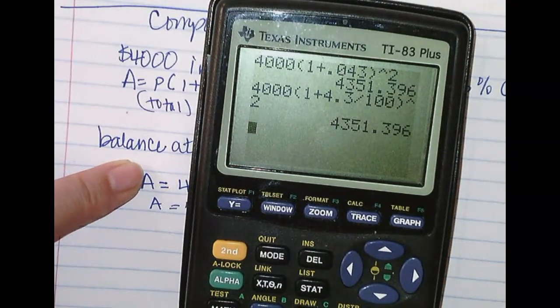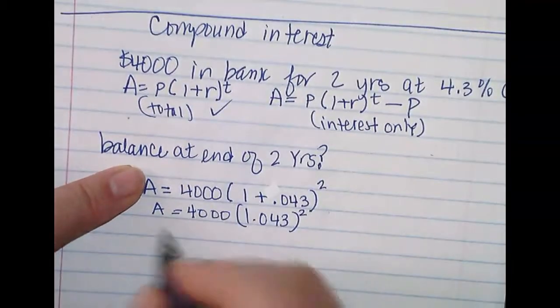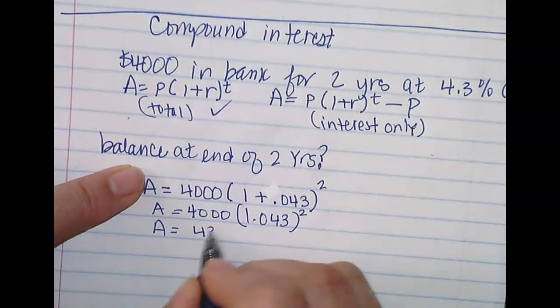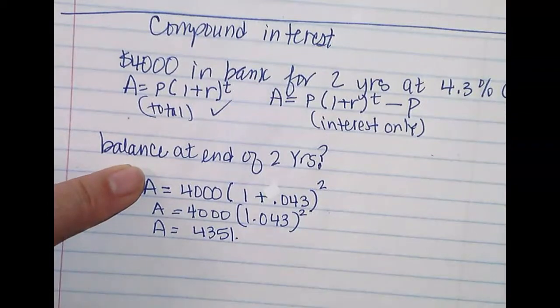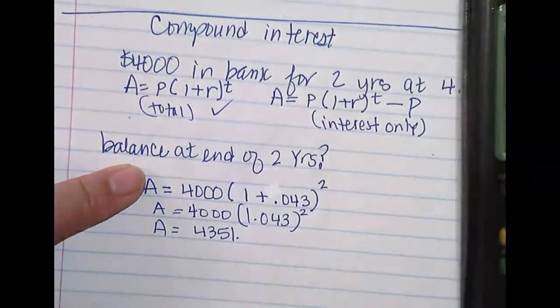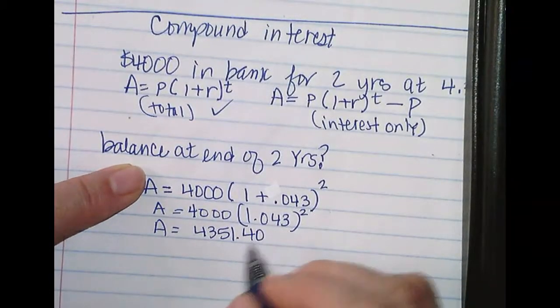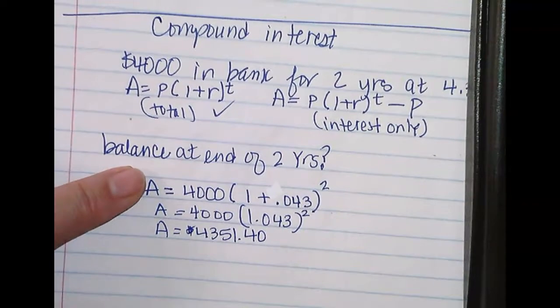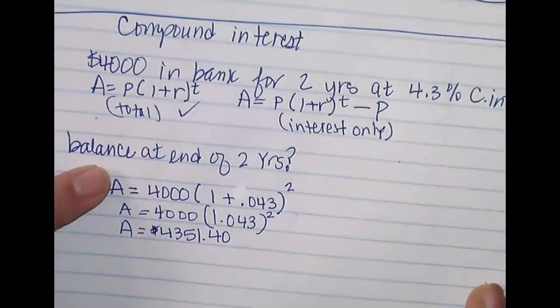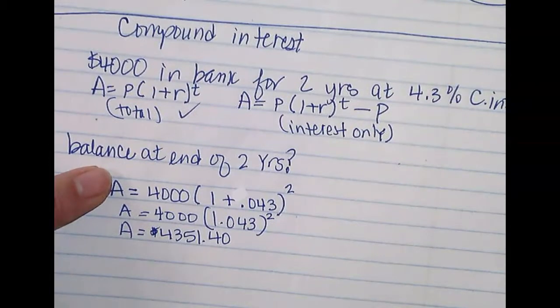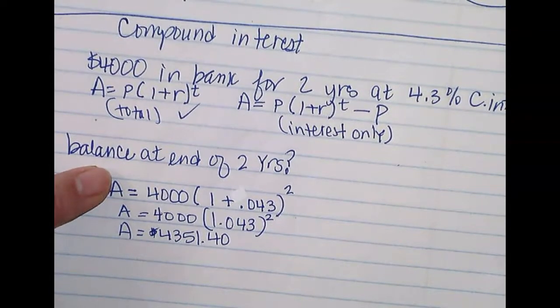The answer is 4,351. So the compound interest amount is 4,351 point, I don't remember, 40, because I would round to 2 places. So that's all their money. How much interest did they earn though? So you've got some options. You can redo this whole formula or process some cents.